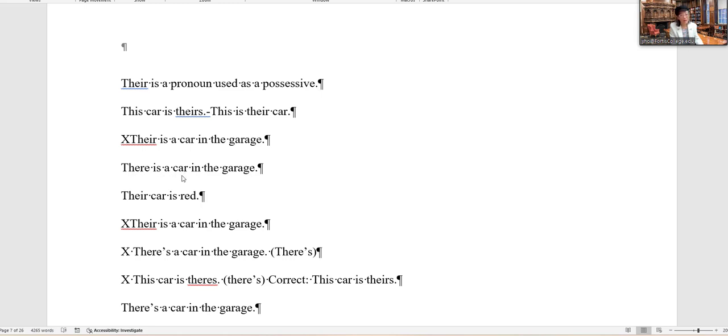If I say cars, then the verb becomes are, subject-verb agreement. So when you have there is, car is the subject of the sentence. And in the garage is the prepositional phrase, because a prepositional phrase shows time and place. Their car is red. So that's how we use their.